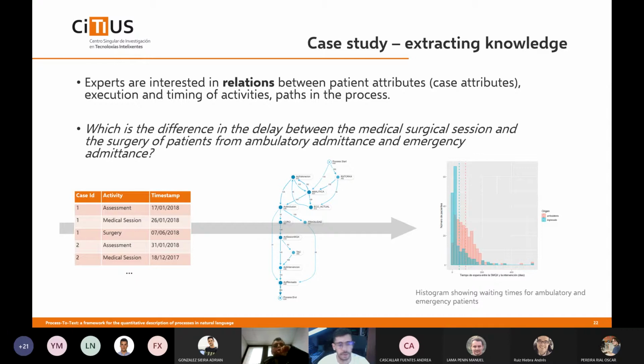For example, one of the questions experts posed was: what is the difference in the delay between the medical-surgical session and the surgery of patients from ambulatory admittance and emergency admittance? As you can see, it is not trivial to extract this knowledge from the process model, nor from the event log, because the questions users look for answers to are quite complex.